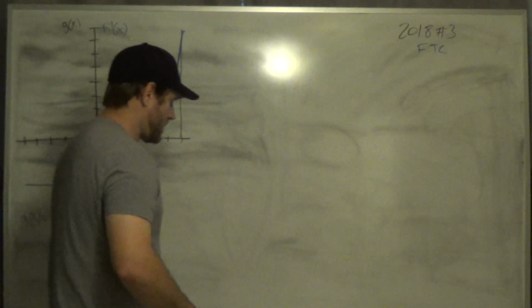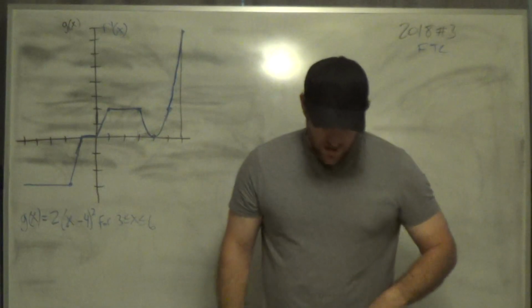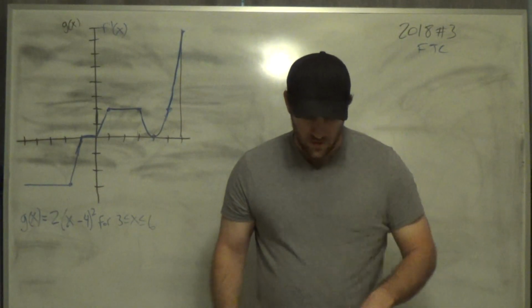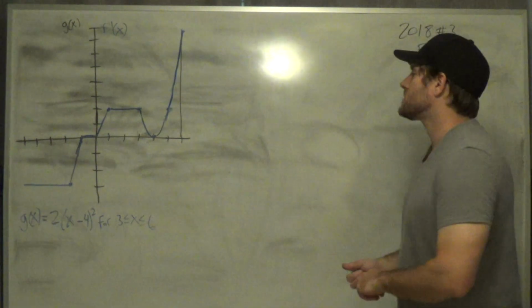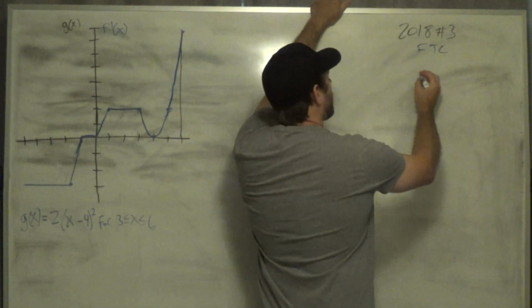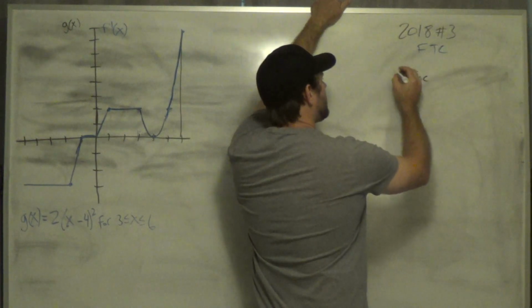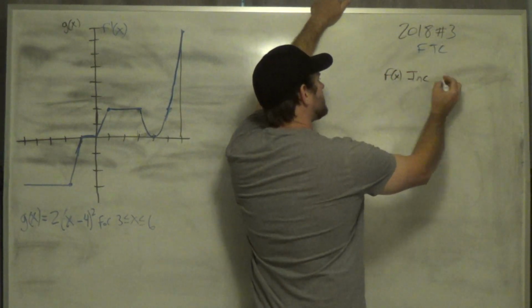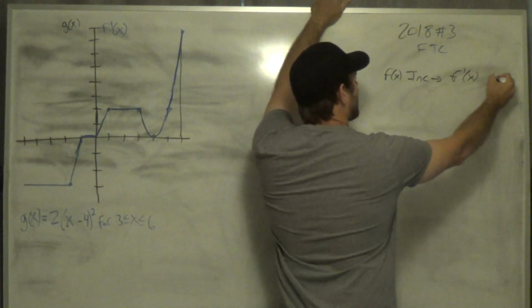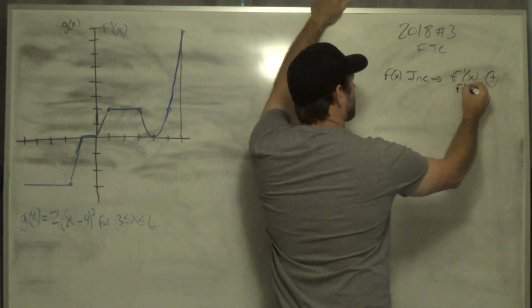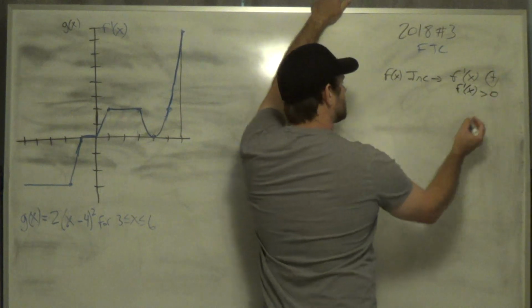Alright. So now let's go look at part C. For the interval -5 to 6, on what intervals is the graph of f both increasing and concave up? So let's quickly discuss this. When is a graph increasing? F is increasing when f prime x, its derivative, is positive. Or in other words, when f prime x is greater than 0.